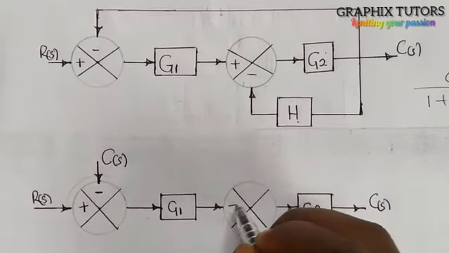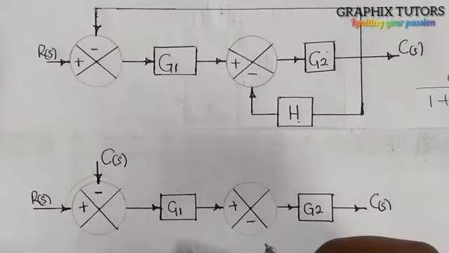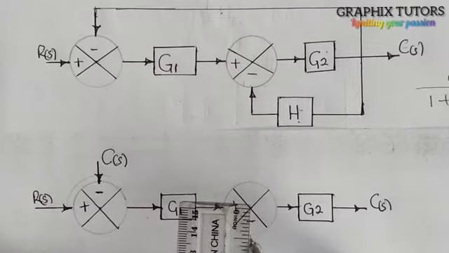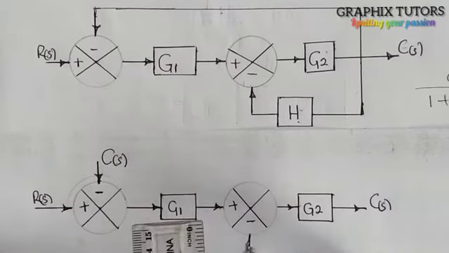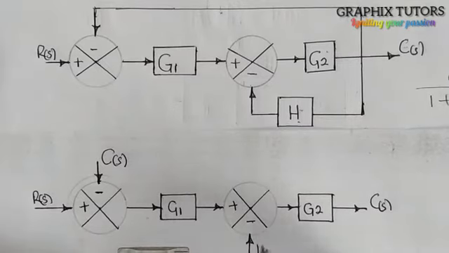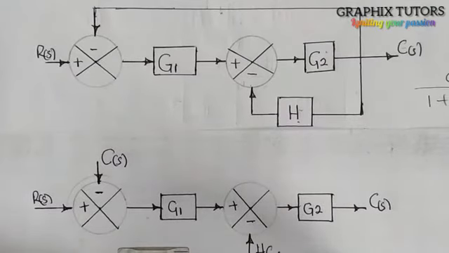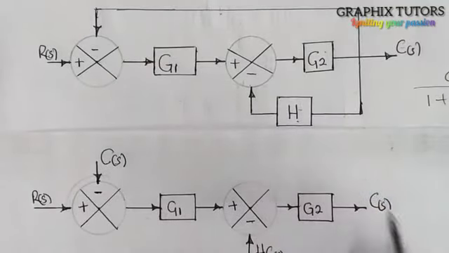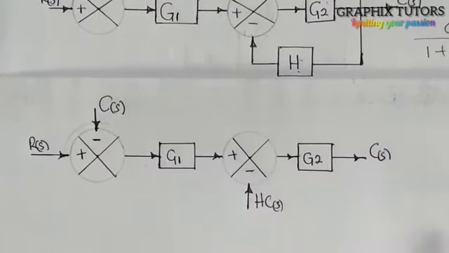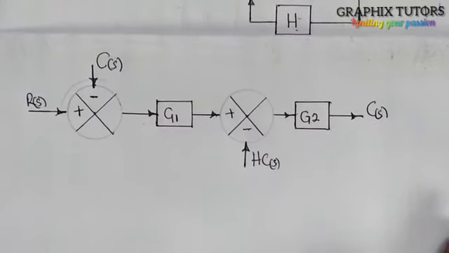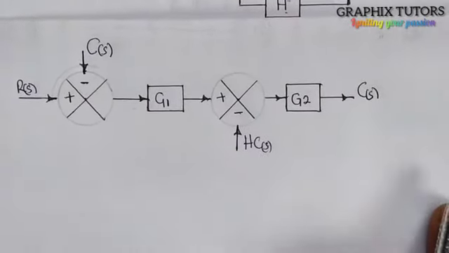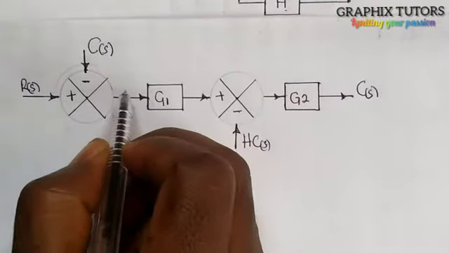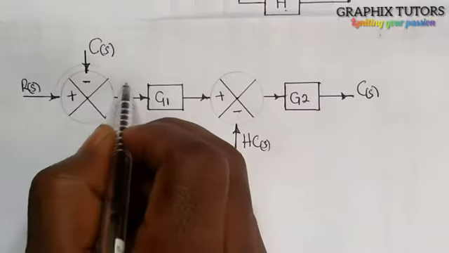So we have positive, we have negative, but in this case C(s) times H will give me C(s)H. So I'll be having here H, then we have C(s), that is the gain times the output coming in here. So this is another way of drawing this, right? So from here you can now say that this is A, right? You can now say this is what? This is A.